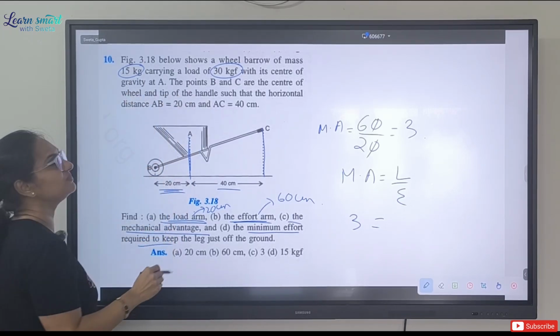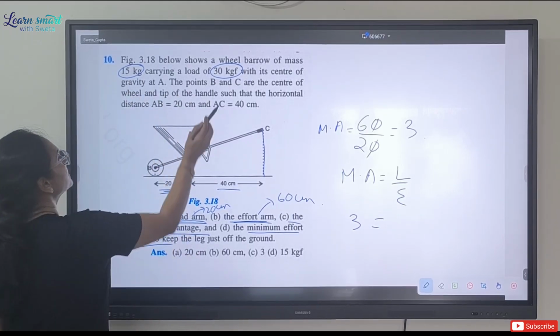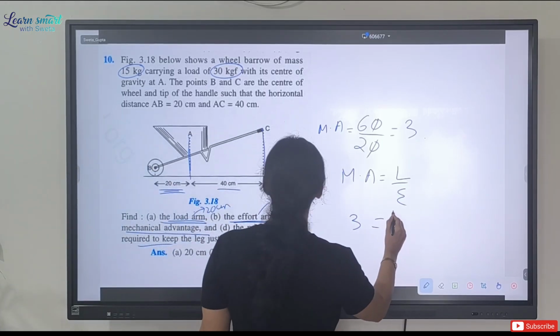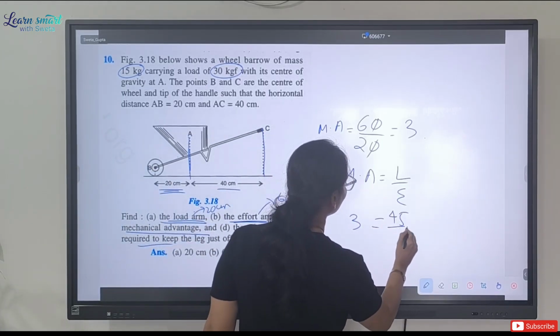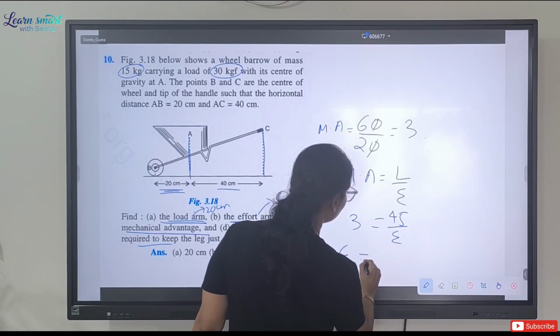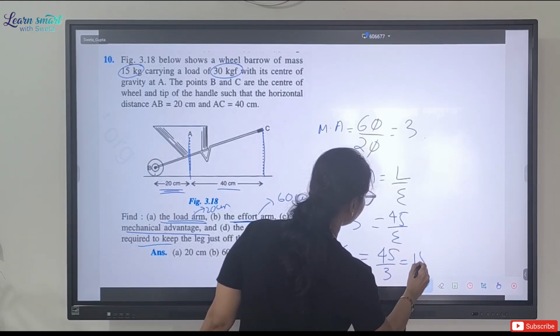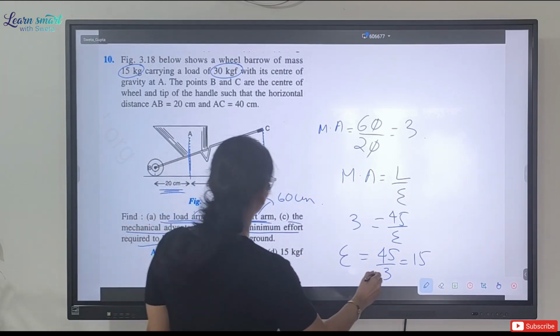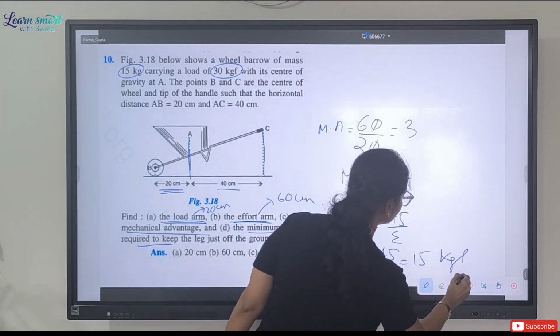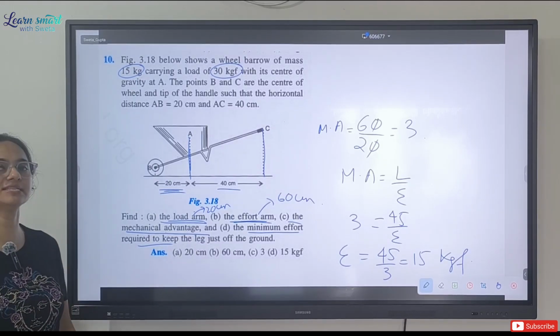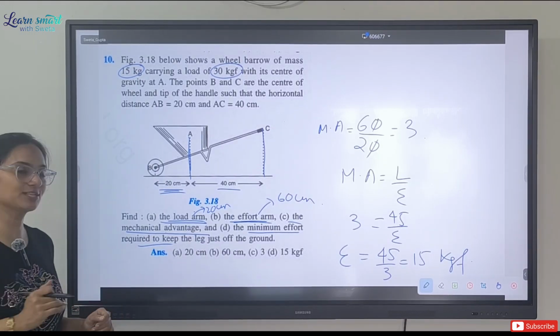So 15 kg means 15 kgf and plus 30 kgf, which is 45 kgf. So 3 is equal to load, which is 45, upon effort. So effort we will get 45 upon 3, which is 15. So effort will be 15 kgf. And it's done. This is how you can solve it very simply. Let's see the next question.